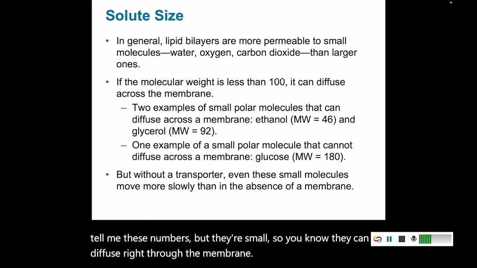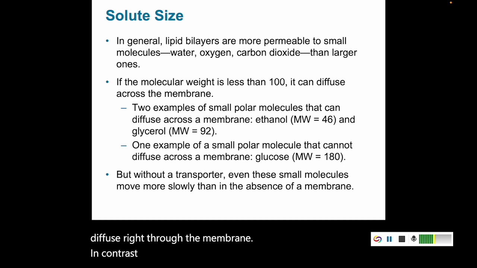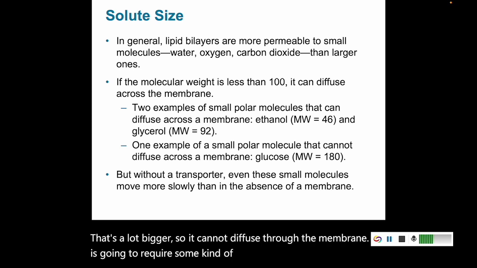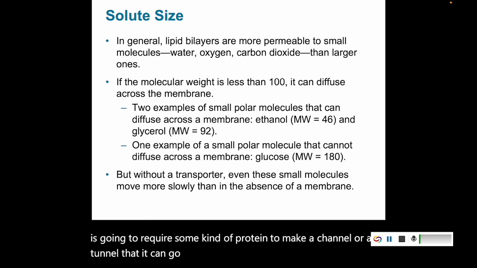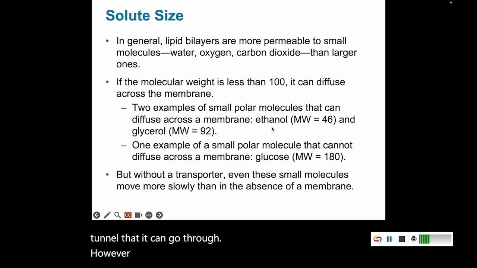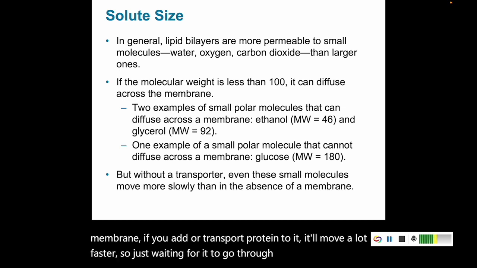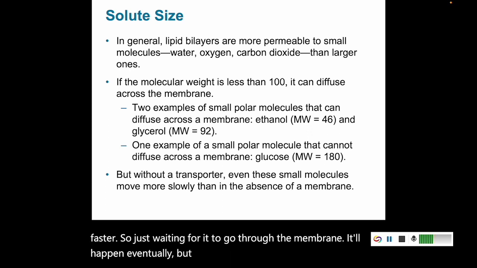In contrast, glucose has a molecular weight of 180. That's a lot bigger, so it cannot diffuse through the membrane. It is going to require some kind of protein to make a channel or a tunnel that it can go through. However, even though these small things can go through the membrane, if you add a transport protein to it, it'll move a lot faster. So just waiting for it to go through the membrane, it'll happen eventually, but if you want it fast, that cell will make a transporter to get those things in and out of the cell.